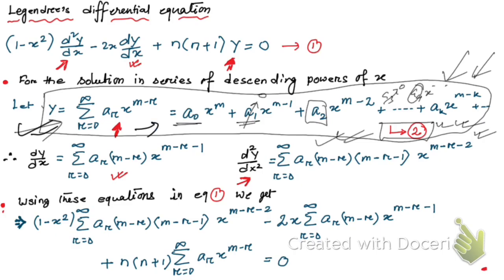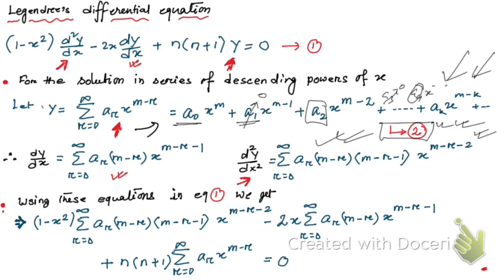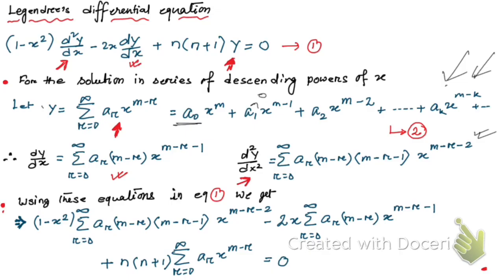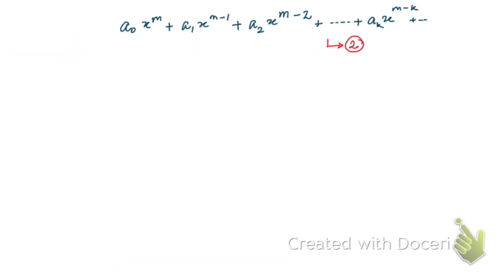So that I can simplify, so that I can obtain the solution of equation number 1, that means Legendre's differential equation. Here is the equation number 2. This is y is equal to this one, this is the value of y, or you can say equation number 2. That is what we have considered, right?